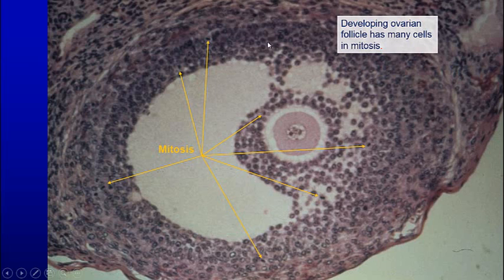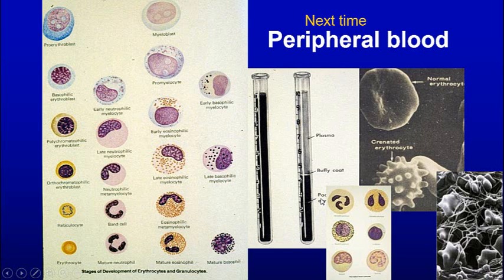We can see a lot of mitotic activity in an egg. You can see these are dividing cells, metaphase plates that we can see. Next time, we're going to talk about peripheral blood is what we'll do.